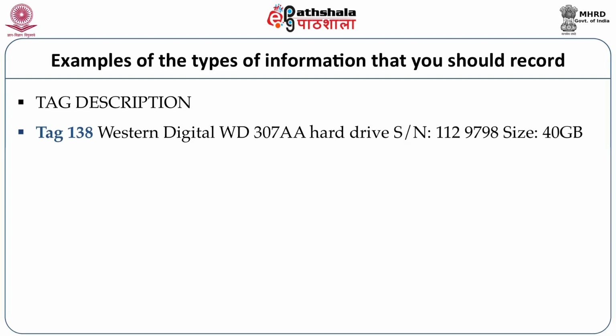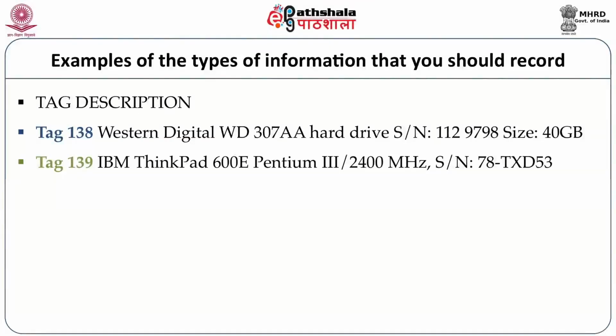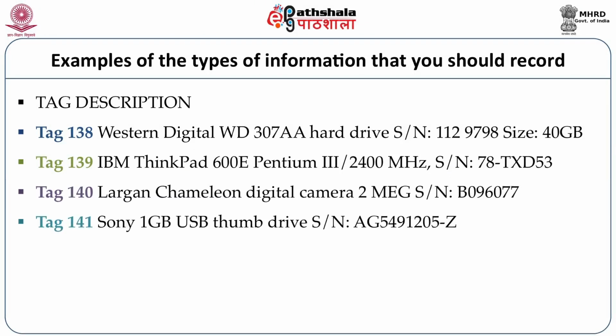In the earlier discussion, we talked about how tags must be created. They can be created by yourself, or taken from a company. So this is how the tag can be created. Tag 139 is an IBM ThinkPad 600E Pentium 3 2400 MHz, serial number 78TXD53. You can go through the example tag 140 and tag 141.